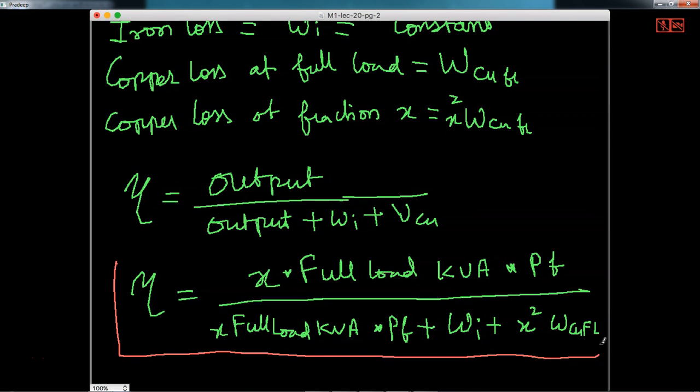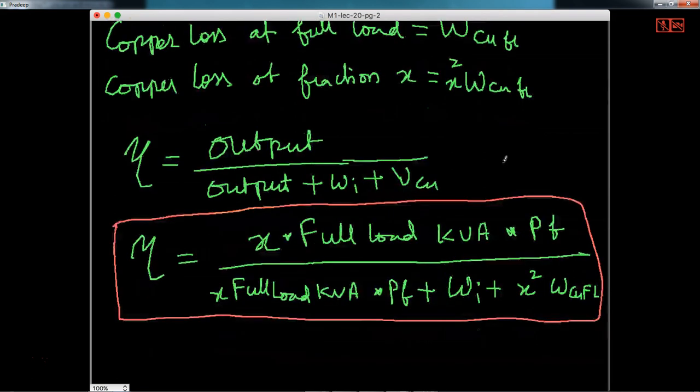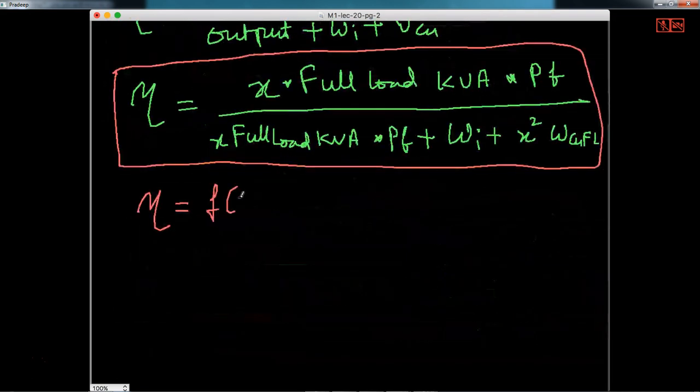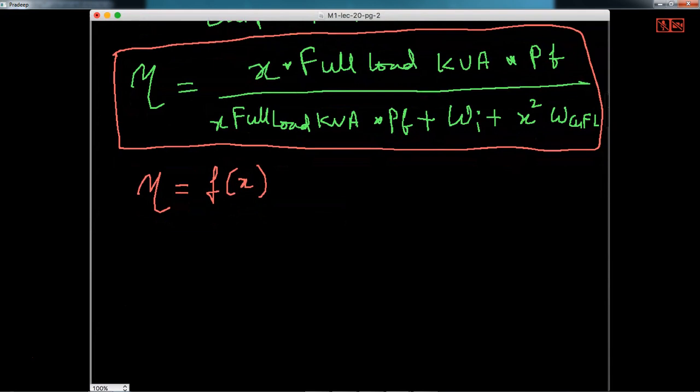We just have to draw the plot. Okay. So here I have derived that efficiency is a function of X. So X is a fraction of the load. So I have to substitute X in the numerator and denominator. Rest everything is a constant. So let's do that. So this is the main formula. So how we'll implement this formula in MATLAB?